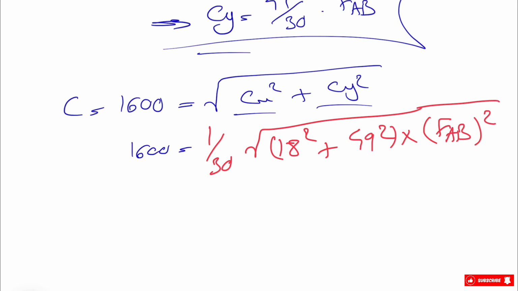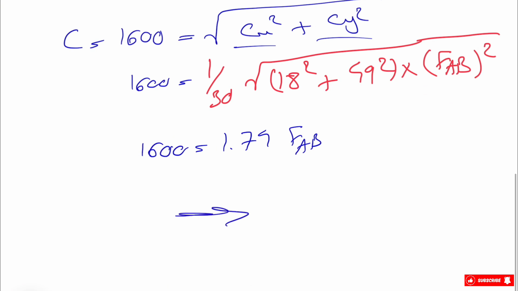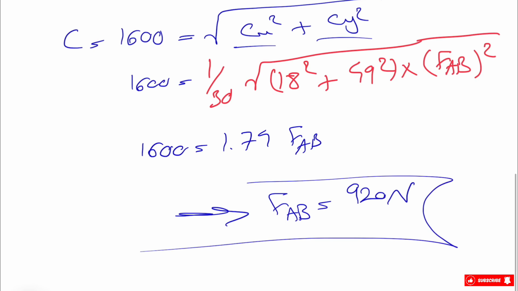And here, 600 will be 1.74 FAB, and from here we can find our FAB, which will be 920 Newton. And that would be the final answer for this question.